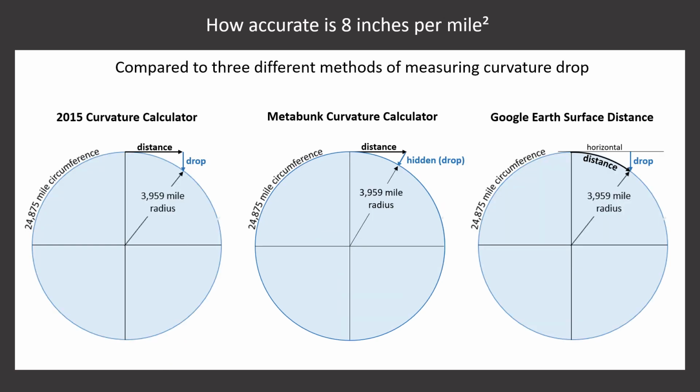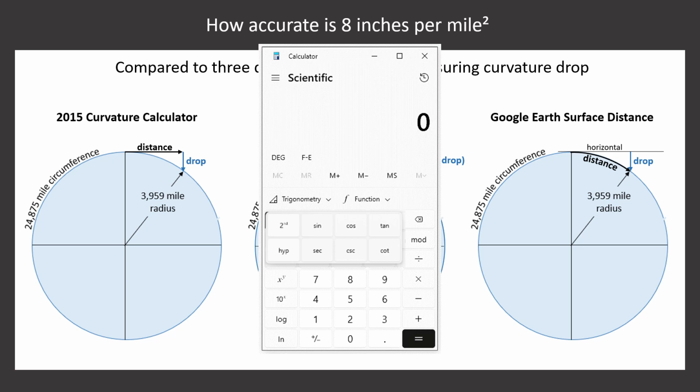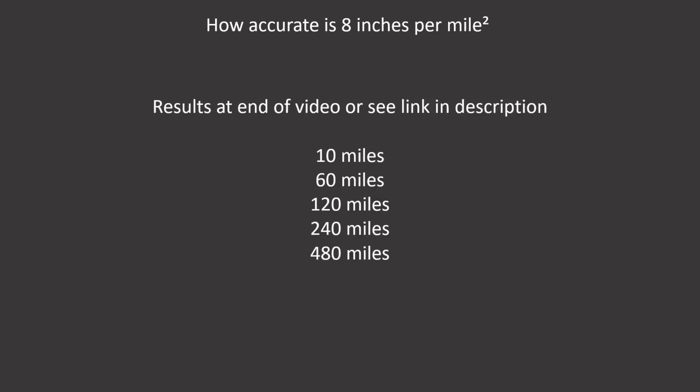I'll be using the 3 different methods shown below, which give slightly different answers for curvature drop, and of course this will be based on an Earth with a radius of 3,959 miles. Now, I'm going to start by showing how the math for each of these models works by using the 10-mile distance. And I'll be doing the calculations with my computer's calculator, which includes trigonometric functions. I'm also going to show the results for the following distances, so if you want to see what the results are, you can just go to the end of the video or see the link in the description.